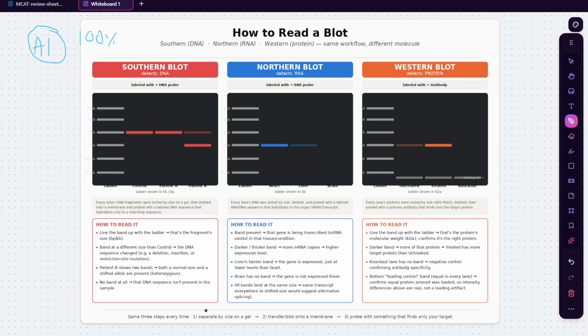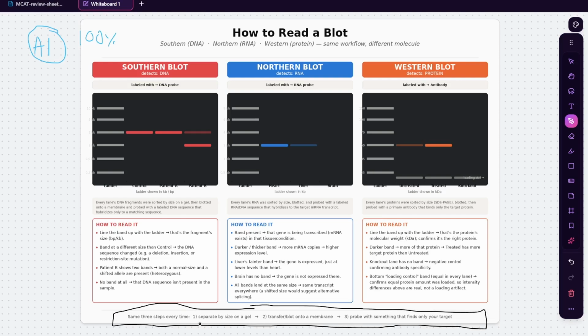In this bottom part, it says same 3 steps every time. The first step is to separate by size on a gel, or in other words, to do your gel electrophoresis experiment. And when I told you that blotting is basically printing out the results, that's what you're going to do. They take what's happening with gel electrophoresis and transfer it onto a membrane. These are the membranes you're seeing here, so they're able to transfer the results onto something you can see. And the last step is to probe with something that finds the target you're looking for.